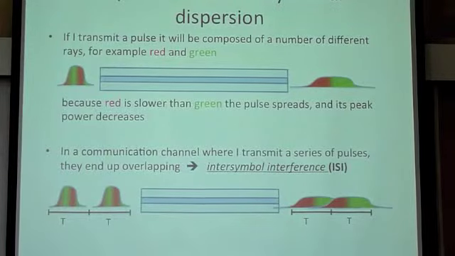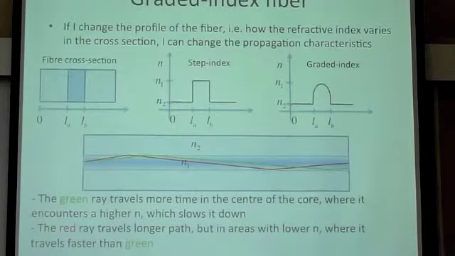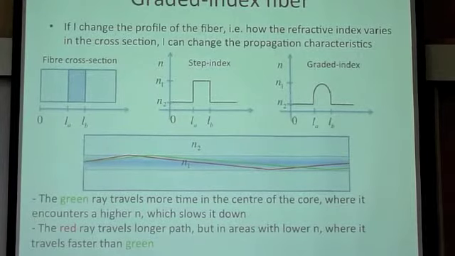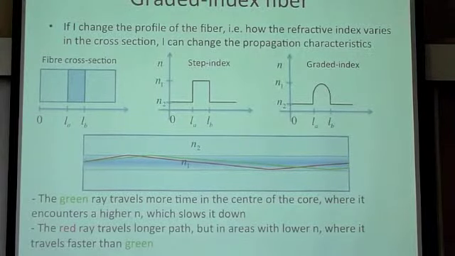So basically I transmit them, and if they start spreading because of dispersion, then when I try to detect them, they will be on top of each other. That's what's called intersymbol interference. So I cannot make out anymore which bit is which, and that creates bit errors. Now, an idea that people had to solve this problem is to introduce the graded index fiber.